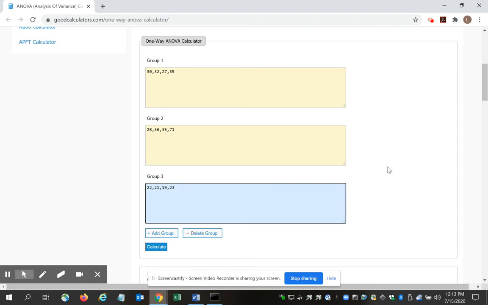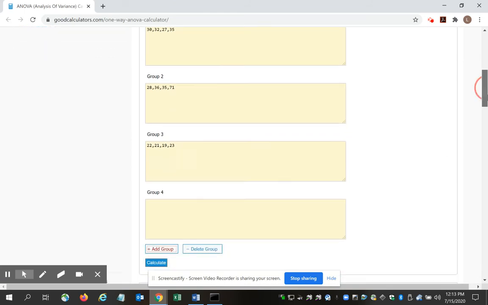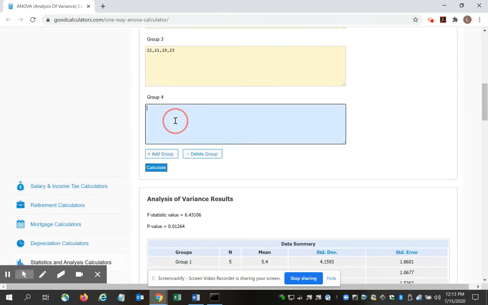Now, I don't have a fourth box, but notice these buttons here at the bottom. Underneath the last box or right above the calculate, you can add a group or you can delete a group. So I need to add a group. So I'm going to click on add group, and it inserts a fourth box for me. I click in the box, it turns blue, and I enter 25, comma, 29, comma, 28, comma, 35. So I have all 4 groups entered. Each group had 4 data values. I have them all entered, and I'm going to click on calculate.